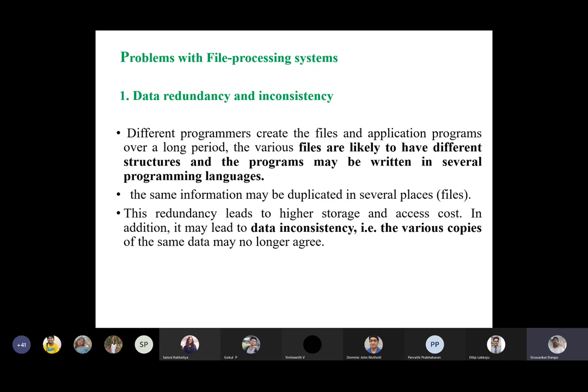So there will not be any data redundancy. There's no chance for duplication of data. Since there is no chance for duplication of data, there is no chance for data inconsistency, right? This is the major advantage of a database management system. You can ensure that there is no data redundancy or duplication of data. Since there is no data redundancy, we don't have data inconsistency, right?